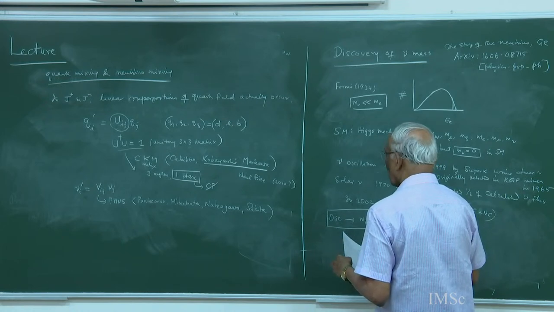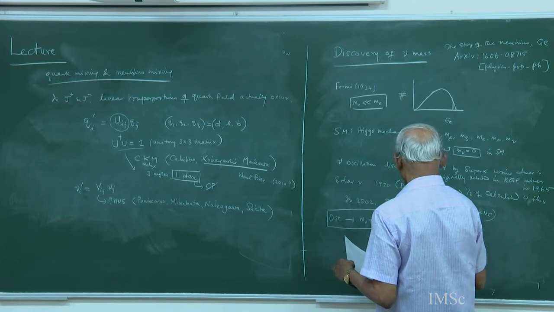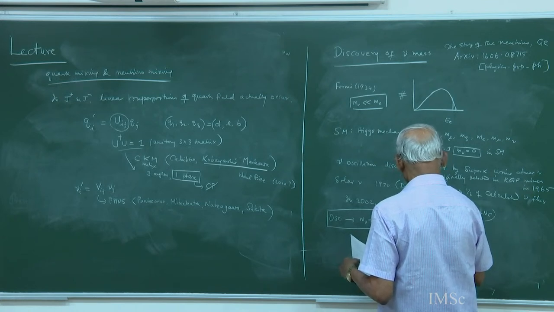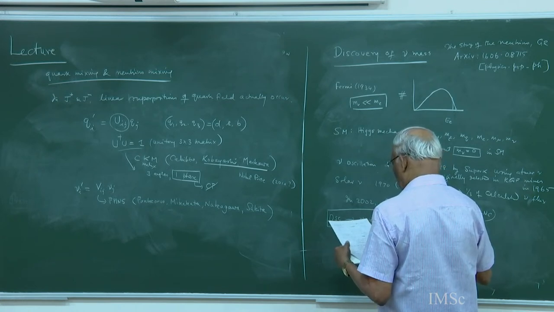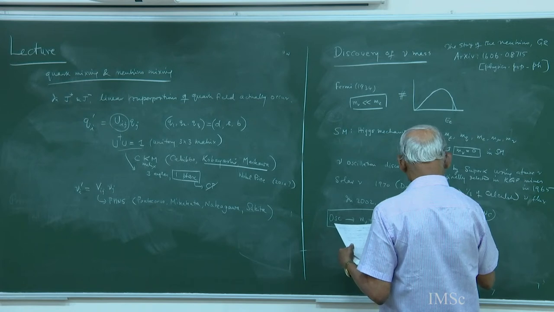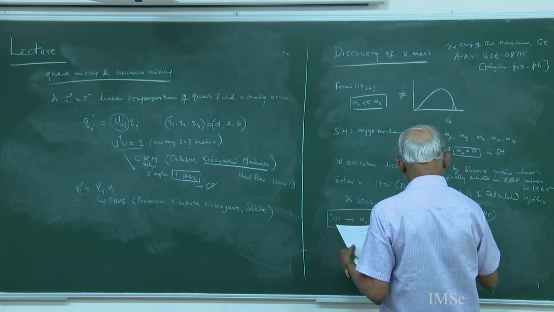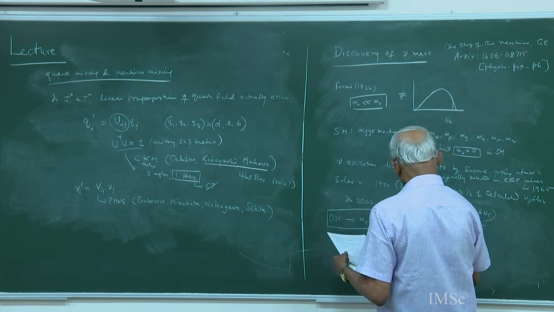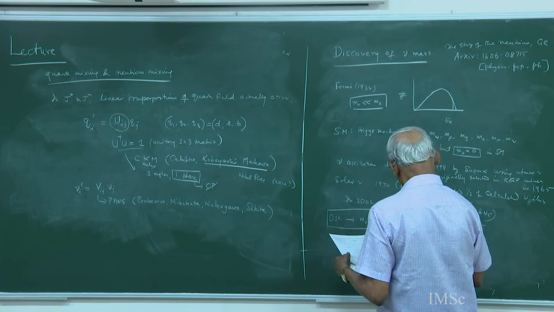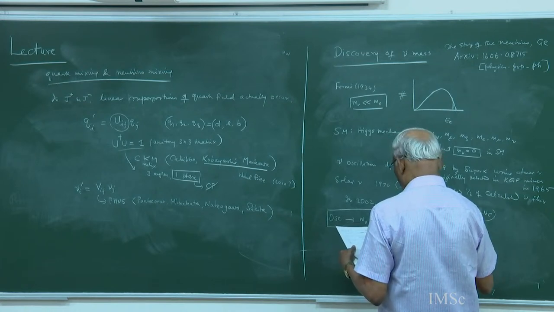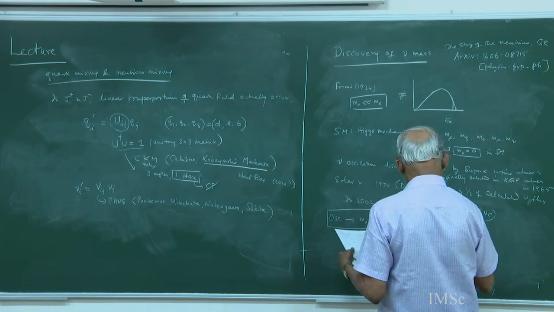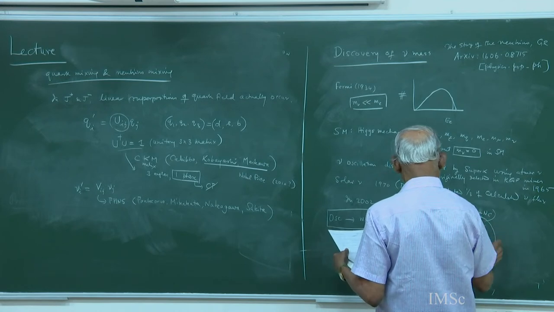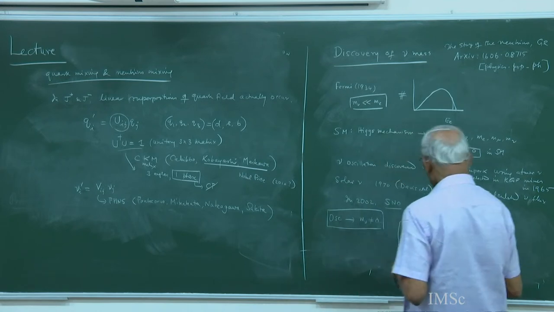There are three neutrinos I already mentioned, nu1, nu2, nu3, we called it. M2 squared minus M1 squared is found to be 7 into 10 power minus 5 electron volt squared, and M3 squared minus M2 squared is equal to 2 into 10 power minus 3 electron volt squared. This is the experimental result. See how tiny it is.